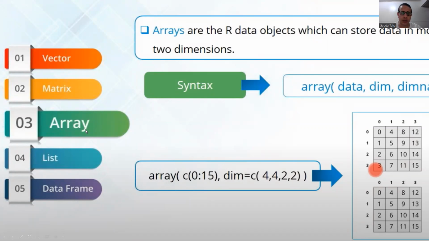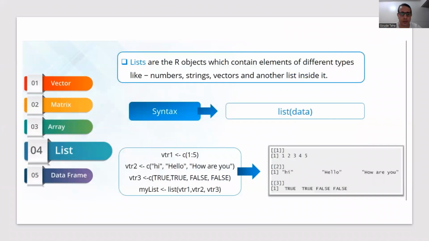Then we have number 3, the array, and arrays are objects which can be stored in multiple dimensions. So we have dimension 1, dimension 2, while in a matrix we have just a grid. In this case, we have more than one kind of columns or rows. Then we move on to lists. In lists, we have different types of information again. So we could have numbers, strings, and then vectors, and lists.